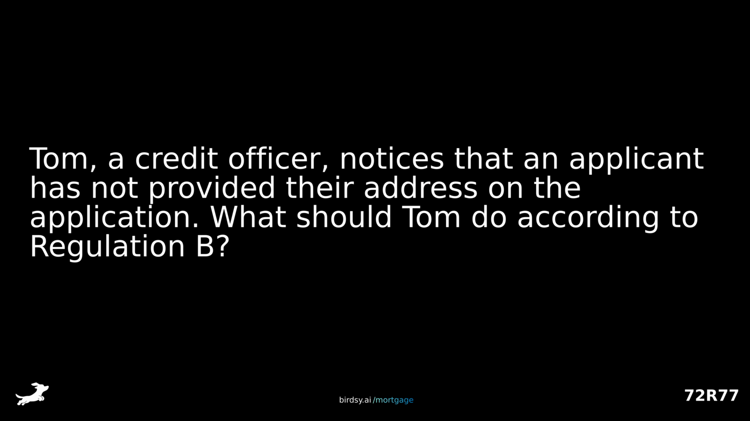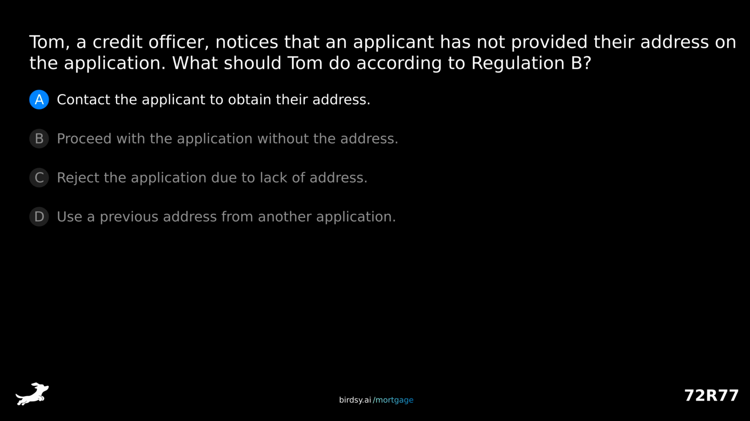Tom, a credit officer, notices that an applicant has not provided their address on the application. What should Tom do according to Regulation B? Is it A, contact the applicant to obtain their address? B, proceed with the application without the address? C, reject the application due to lack of address? Or D, use a previous address from another application?